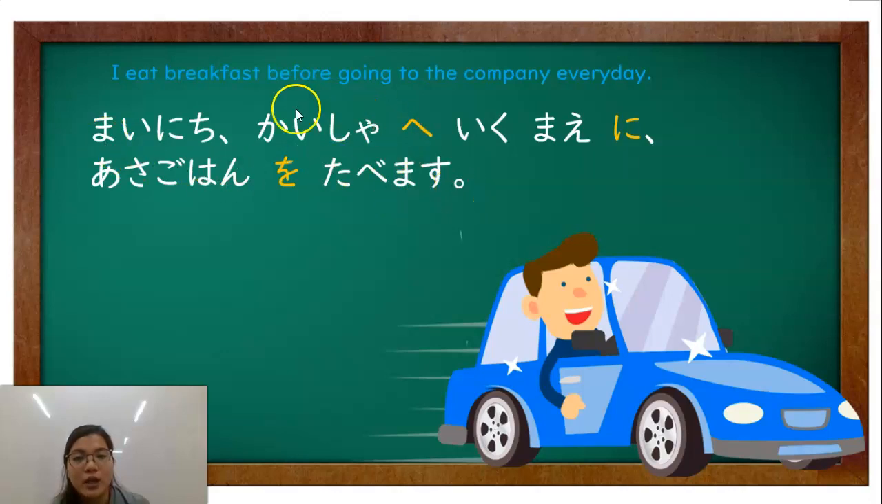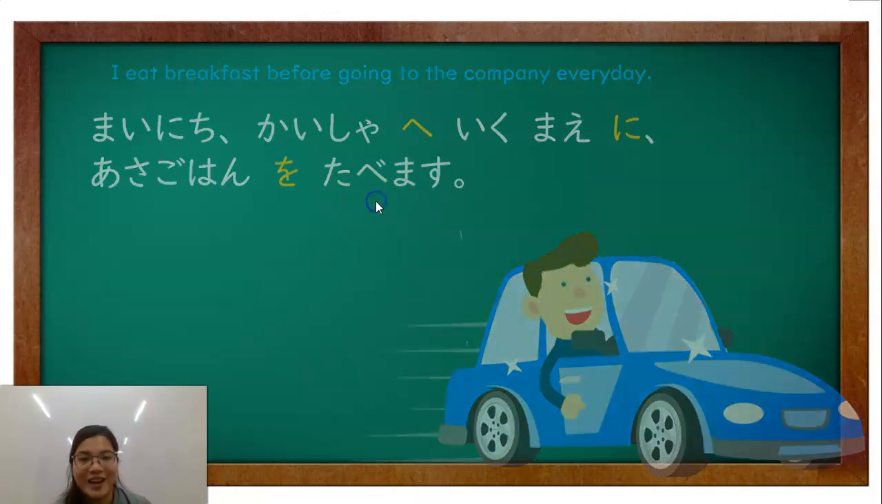Okay? So, before mo ginawa si kaisha e iku or going to the company, kumakain ka muna ng breakfast. Okay? So, since it is every day and it is a habitual action, kaya siya naka-masu form. Okay? Another.